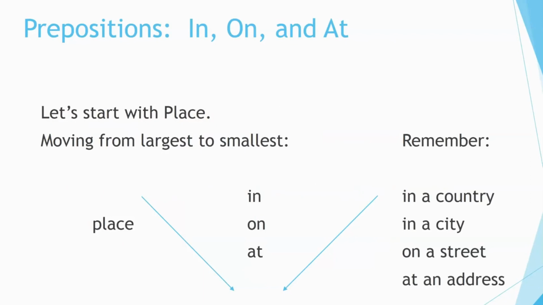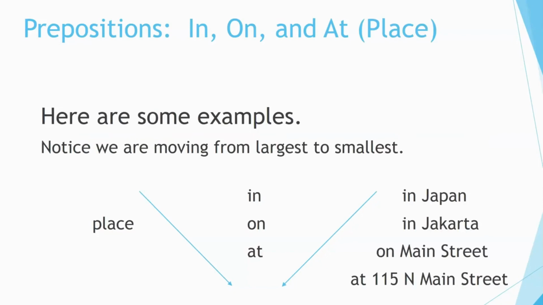Prepositions in, on, and at. Let's start with place, moving from largest to smallest. Remember, in, on, at. In a country, in a city, on a street, at an address. Here are some examples. Notice we are moving from largest to smallest. In Japan, in Jakarta, on Main Street, at 115 North Main Street.